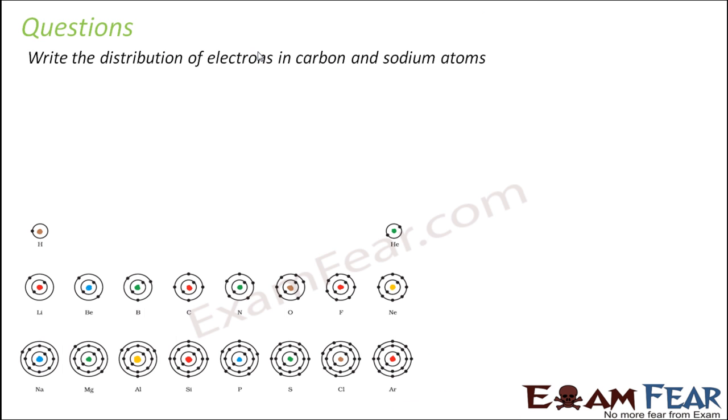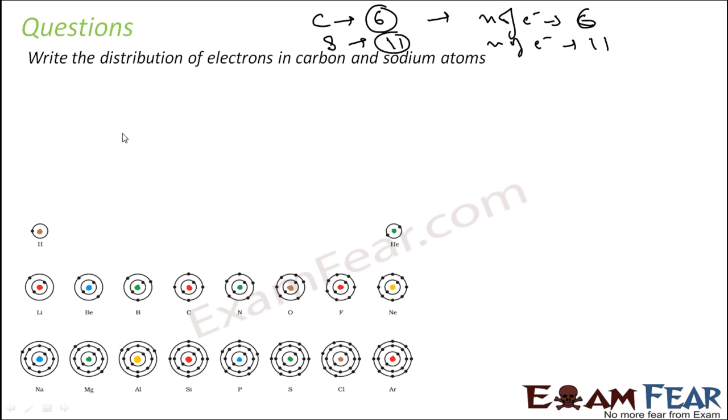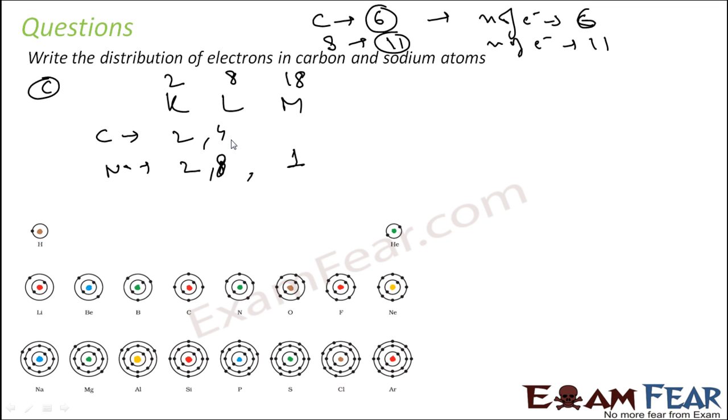Let's take a question here. Write the distribution of electrons in the carbon and sodium atoms. So let's take carbon and sodium. Carbon, atomic number 6, number of electrons is 6. Sodium, 11, number of electrons is 11. So let's start with carbon. K can have at the max 2, L can have at the max 2 square into 2, that is 8, M will have 3 square into 2, that is 18. So we have 6 electrons: 2 will come here, 4 will come here for carbon. For sodium, 11 electrons: 2 will come here, 9 pending, 8 will come here, 1 pending, 1 will come here. So for carbon it is 2, 4, and for sodium it is 2, 8, 1. That is the electronic configuration.